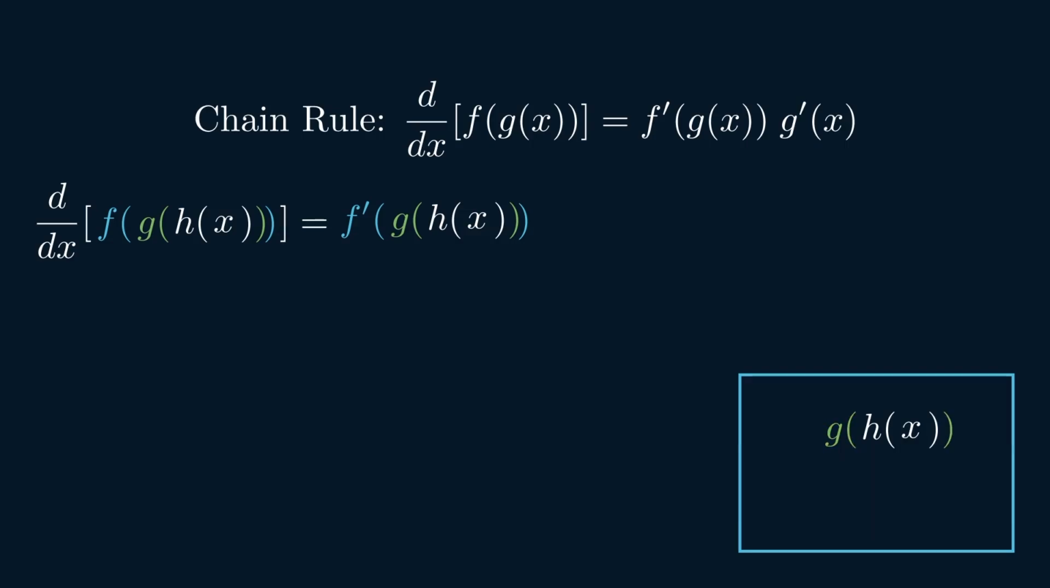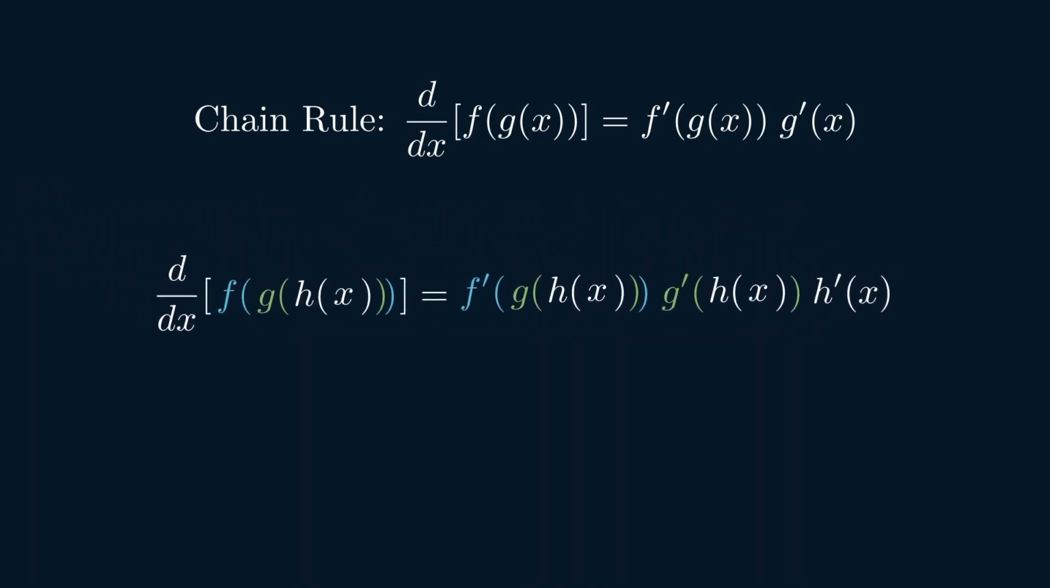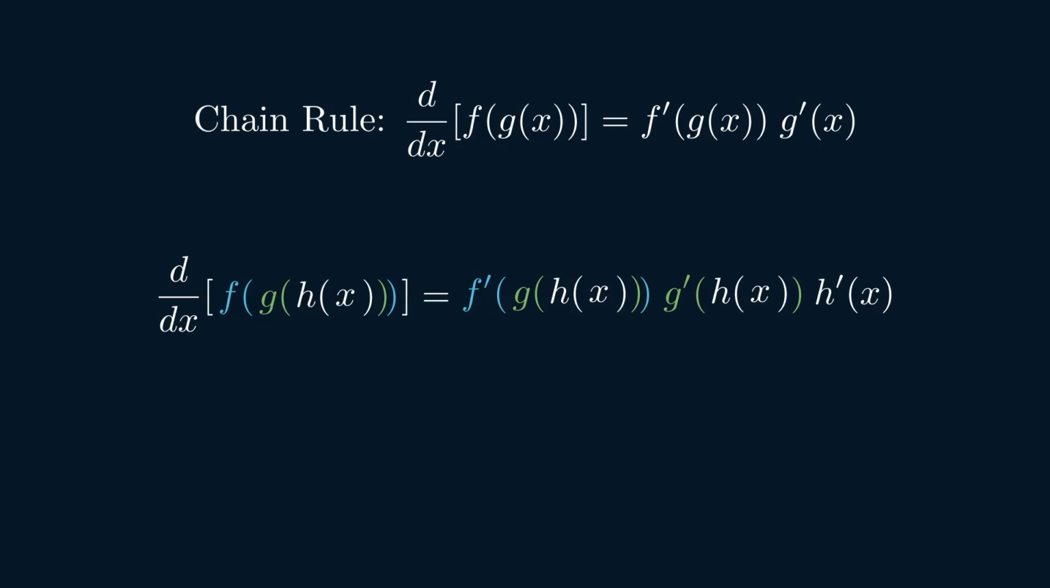Now, we focus on g. We take the derivative of g, keeping the same input h of x. This derivative becomes the second factor in the chain rule formula. We are now done with the derivative of g as well. Finally, we differentiate h of x to get the last factor in the chain rule formula. This completes the chain rule formula for the composition of three functions.